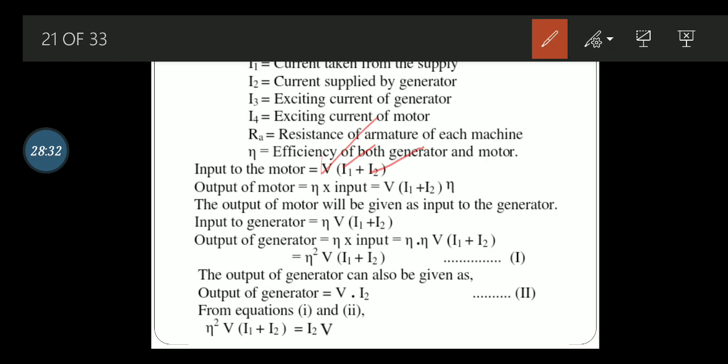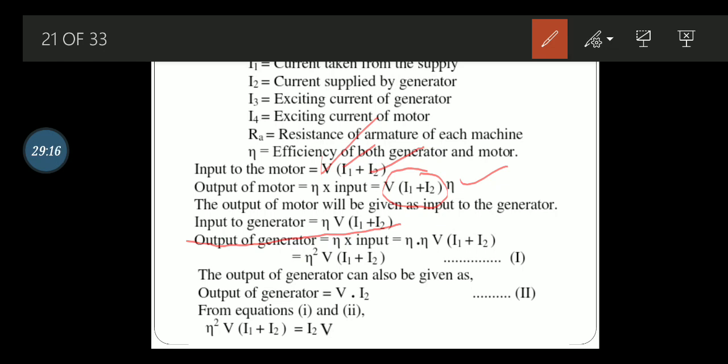The output of the motor is the product of efficiency and input. Input is already calculated, so substituting, V into I1 plus I2 is the input, and eta is the efficiency. The output of the motor will be given as input to the generator. Both machines are coupled to each other, so whatever is the output of the motor is given as input to the generator. So the input to the generator equals eta V into I1 plus I2.